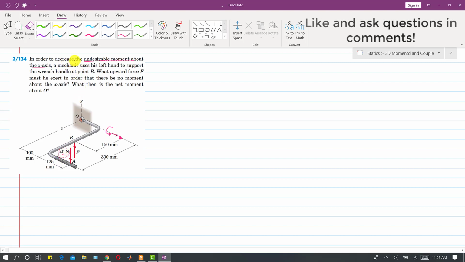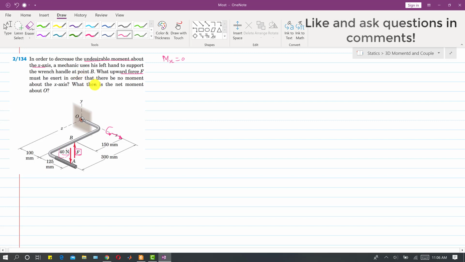It is said that in order to decrease the undesirable moment, a mechanic uses his left hand to support the wrench handle at point B. So the mechanic will apply a force at this point B in order to decrease this undesirable moment about the x-axis. It asks what upward force he must exert so that there is no moment about the x-axis. So here we need to determine the magnitude of this force in order to have the moment about x equal to 0.